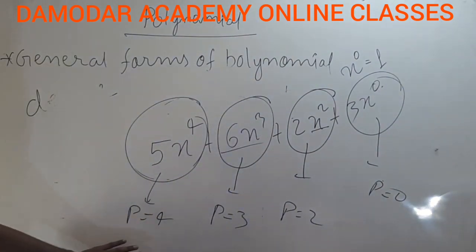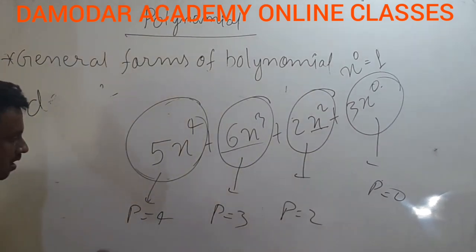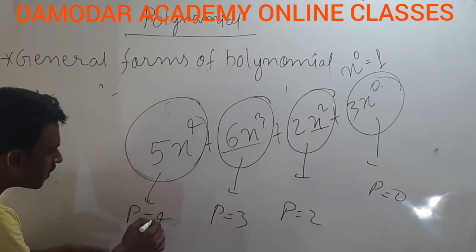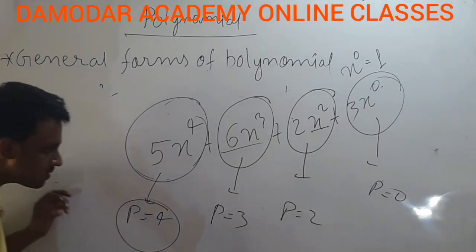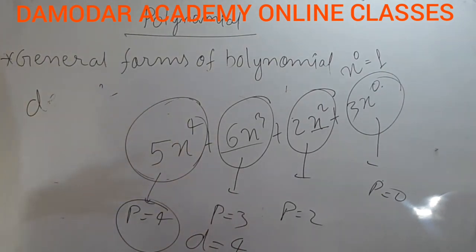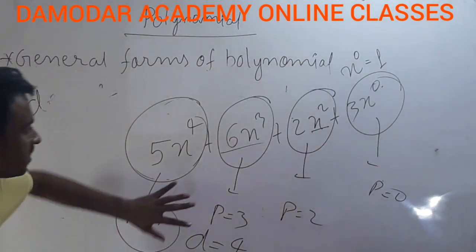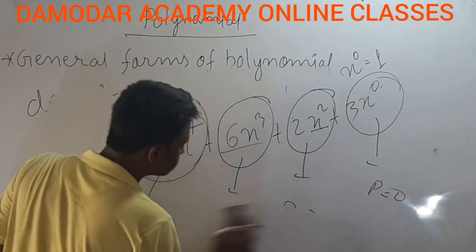Now we will compare all these powers. And what do we observe? From all these powers, the highest power is 4, which belongs to the first term. That means the degree of this algebraic expression is 4. Okay? Do you have any doubt? Till now, do you have any doubt? No? We can move forward. In this way, we can find the degree. Okay? Now look.